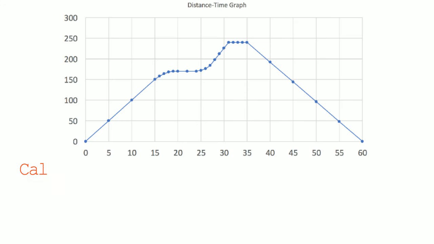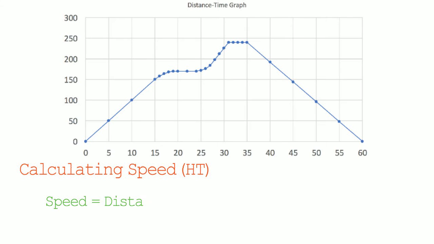From a distance time graph, we can work out the speed. This is only required if you are on the higher tier examination. We work out the speed by dividing the distance by time. So we do the vertical change divided by the horizontal change. So let's work out the speed of our object between 0 and 15 seconds.